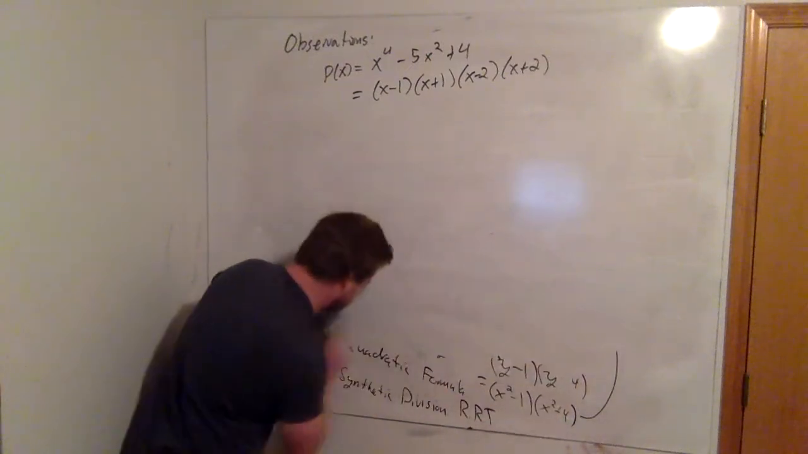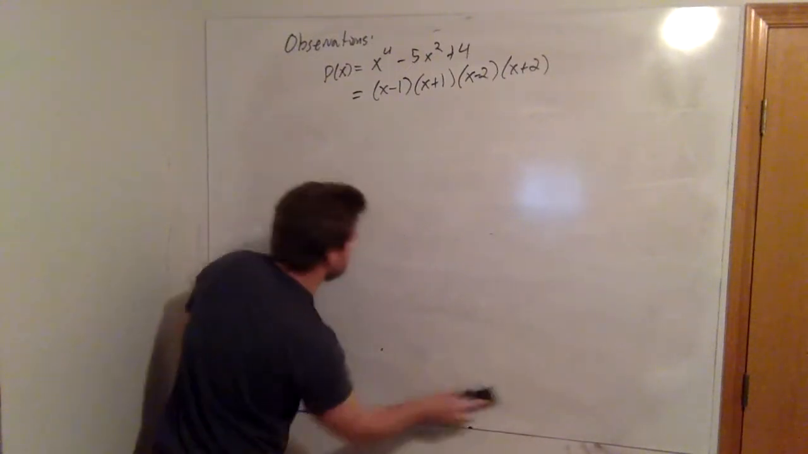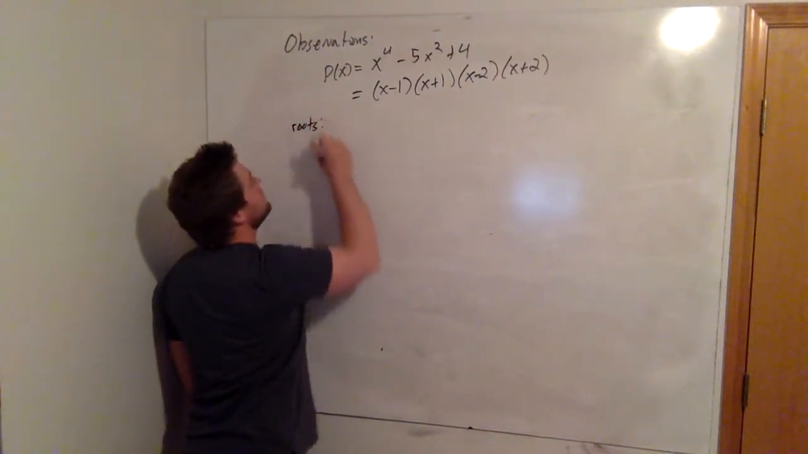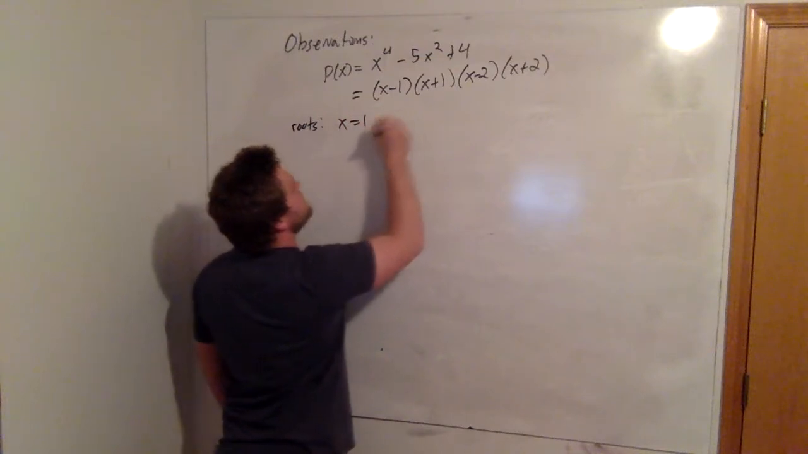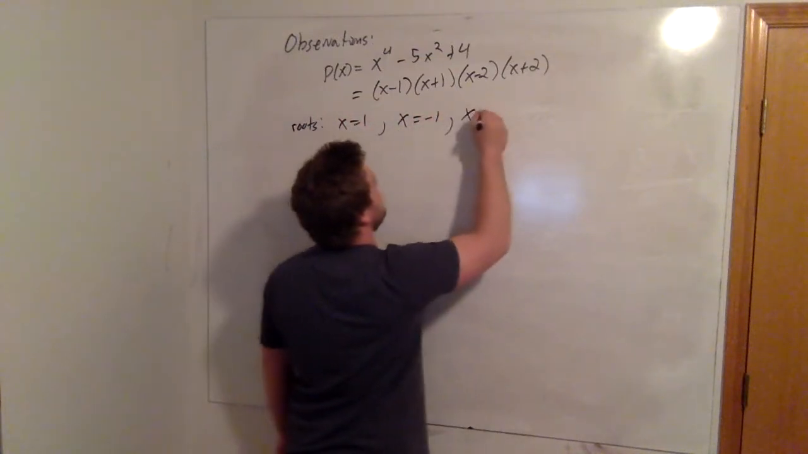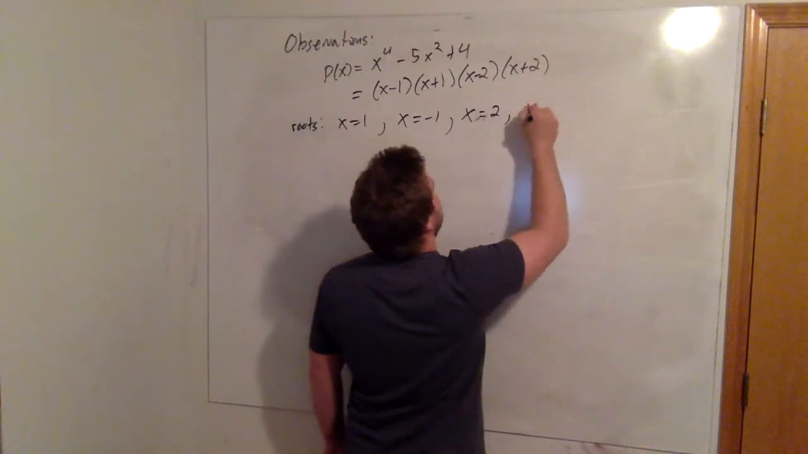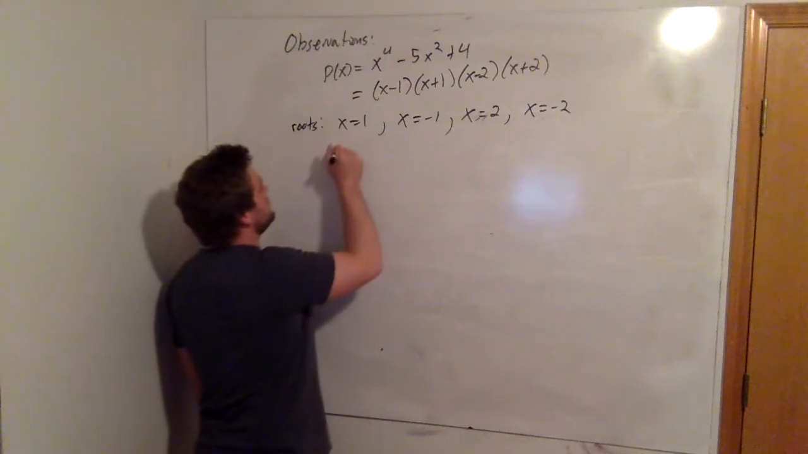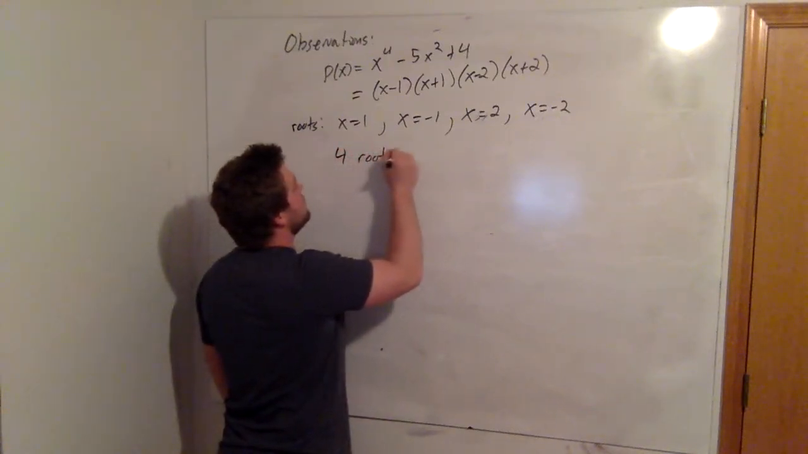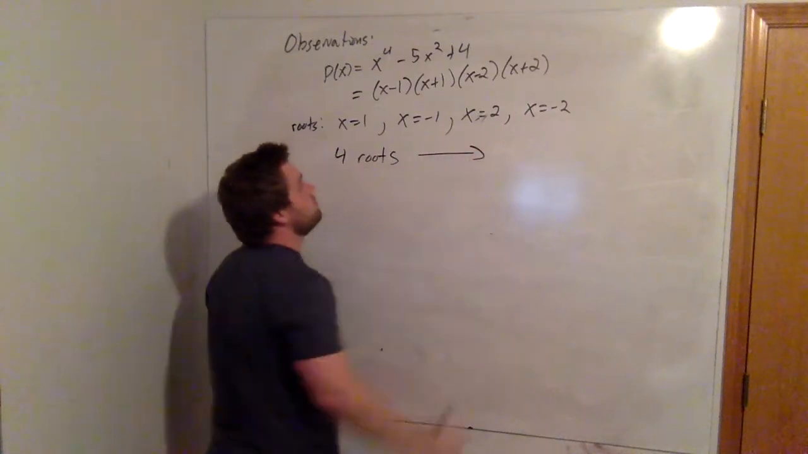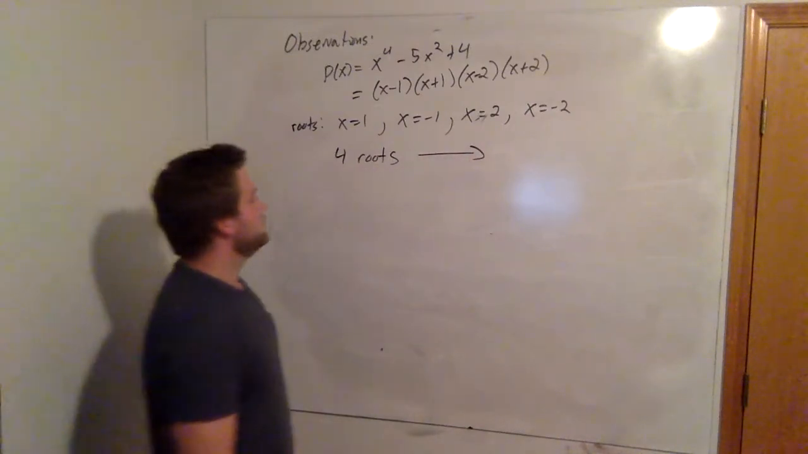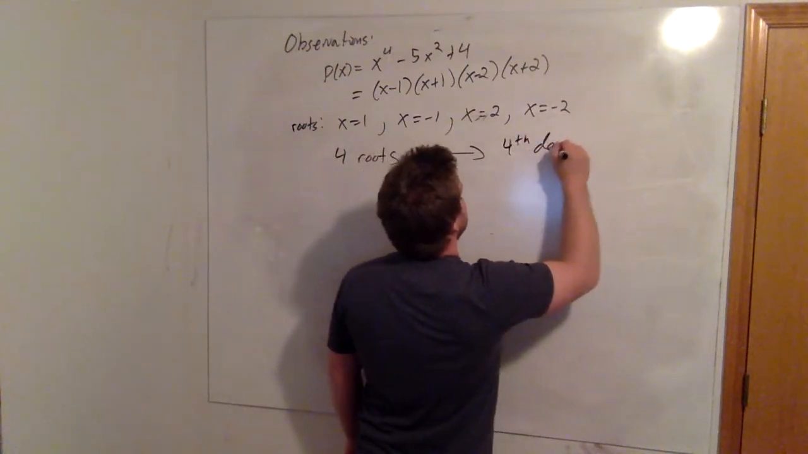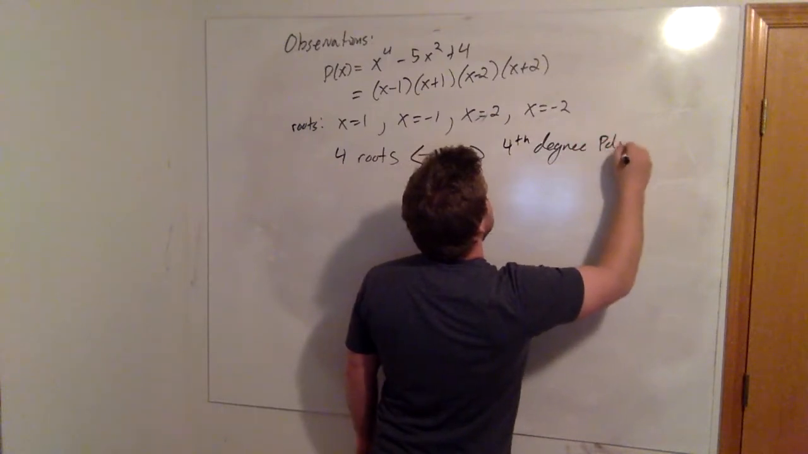Okay, with this example, let's note something about its roots. It has a root at x equals 1, a root at x equals negative 1, a root at x equals 2, and a root at x equals negative 2. Notice that this polynomial has 4 roots, but what's the degree of the polynomial? 4 roots, and this is a 4th degree polynomial.